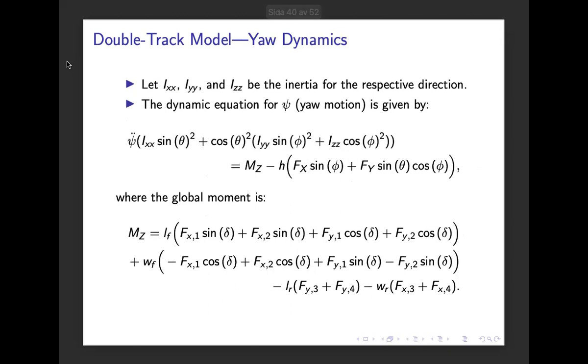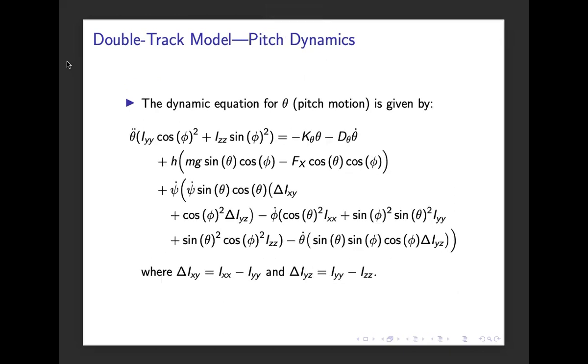And just as an example, we can also derive the yaw dynamics according to this expression here, where we then need to establish the global moment on the vehicle as well. If we consider the pitch dynamic motion, we can see that the modeling we have adopted for the suspension system will turn up in these equations as well. So the suspension dynamics modeling will affect the chassis dynamics motion.